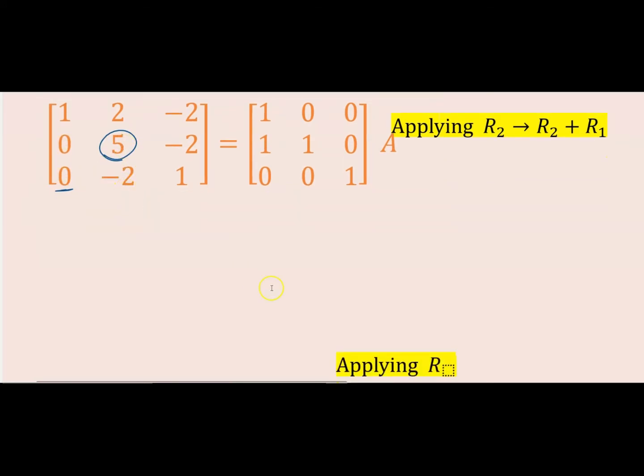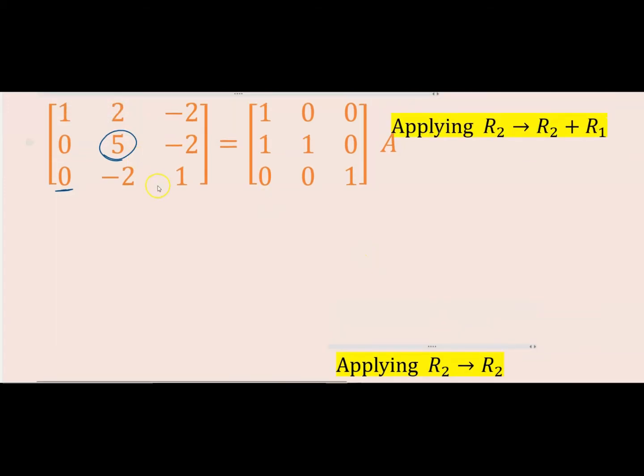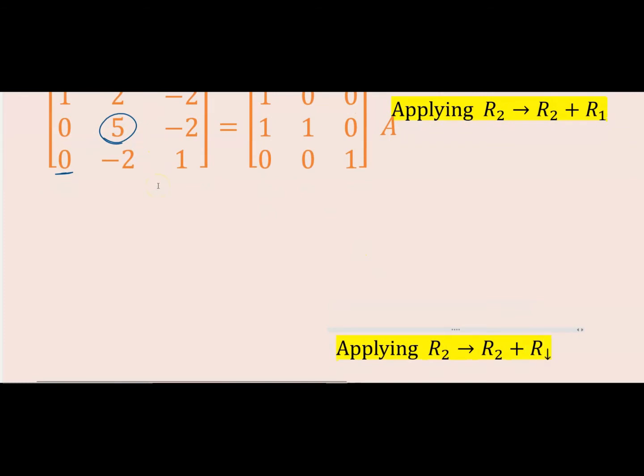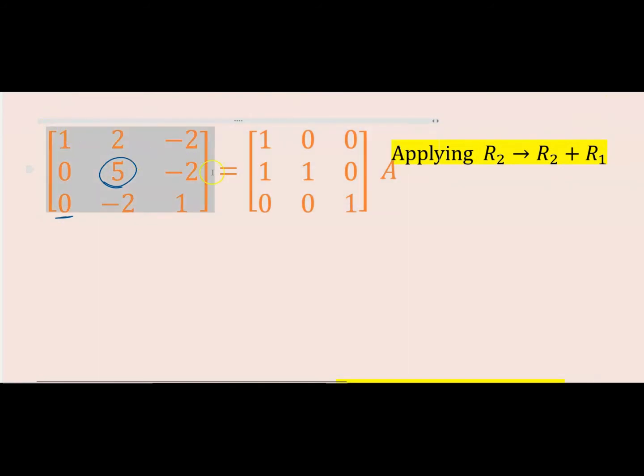So when you apply the operation here, this will be R2, and R2 plus R3. We can multiply R3 by 2, so that 5 plus 2 into minus 2, that is minus 4. So 5 minus 4 will be 1, right? So I am again copying this matrix here.